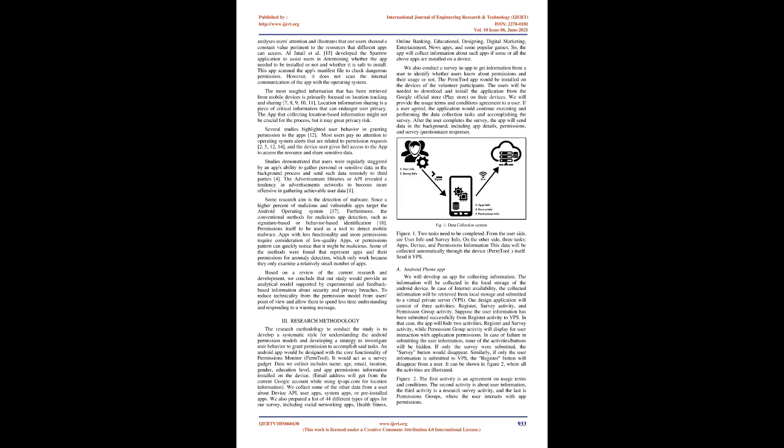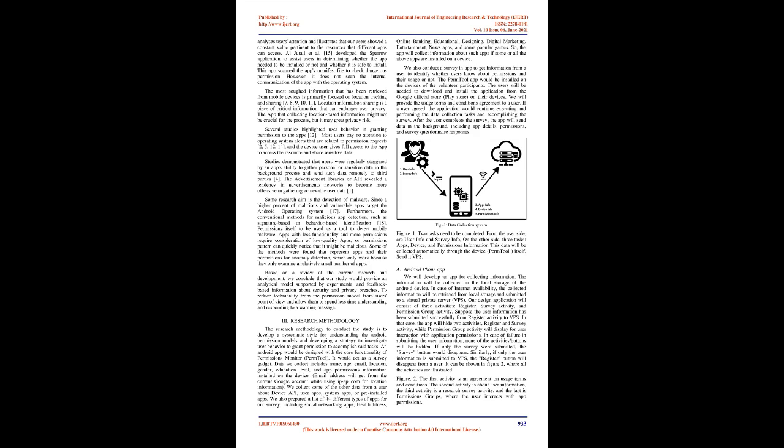[18] Permissions themselves can be used as a tool to detect mobile malware. Apps with less functionality and more permissions require consideration as low-quality apps, or a permissions pattern can quickly show that an app might be malicious. Some of the methods found represent apps and their permissions for anomaly detection, which only work because they only examine a relatively small number of apps.